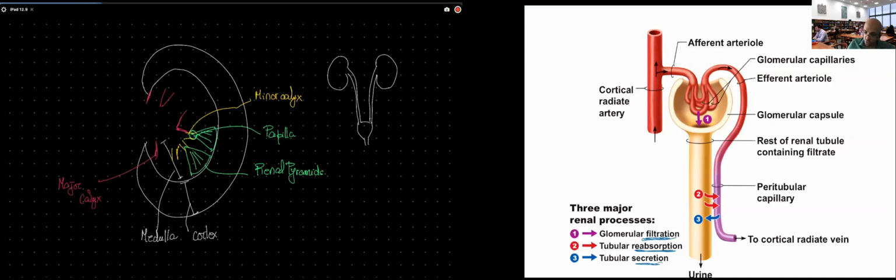And the major calyces will then conduct the urine to a funnel-shaped tube. This is what we call the renal pelvis. The renal pelvis will allow the urine to flow to the muscular tubes that will conduct the urine down to the urinary bladder, and this tube on here is what we call the ureter.